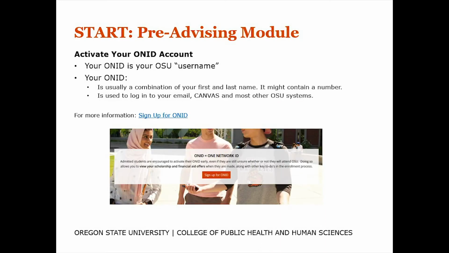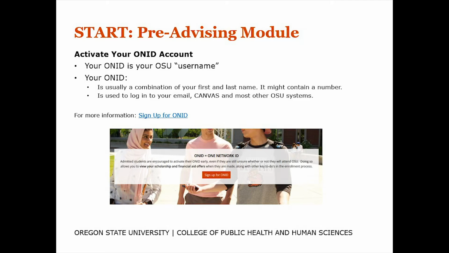So part of the pre-advising module for START is going to be to activate your ONID account. Your ONID is your OSU username. It's usually a combination of your first and your last name, and depending on your name, it might contain a number. For example, depending on what information about me you're seeing, my name is Ainsley Wilson Graydon. My ONID is Wilso Ain. It's like this combination of your first and last name.